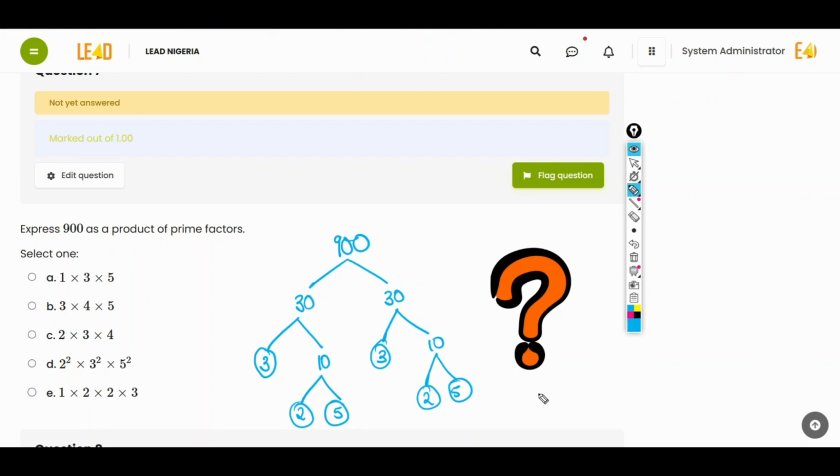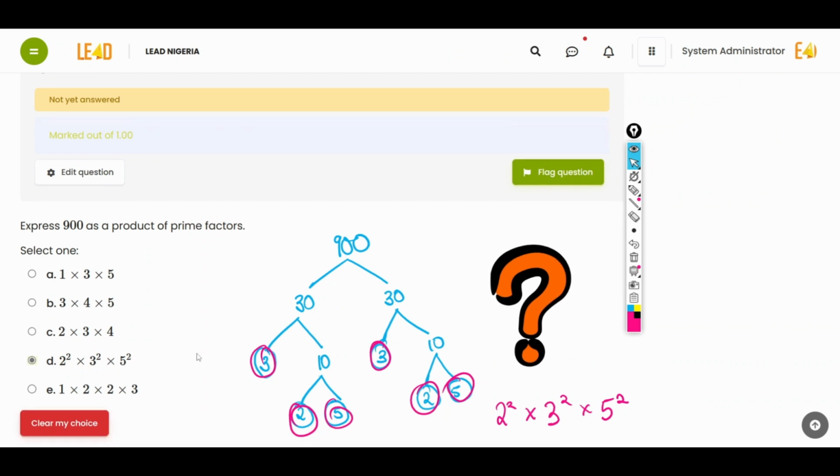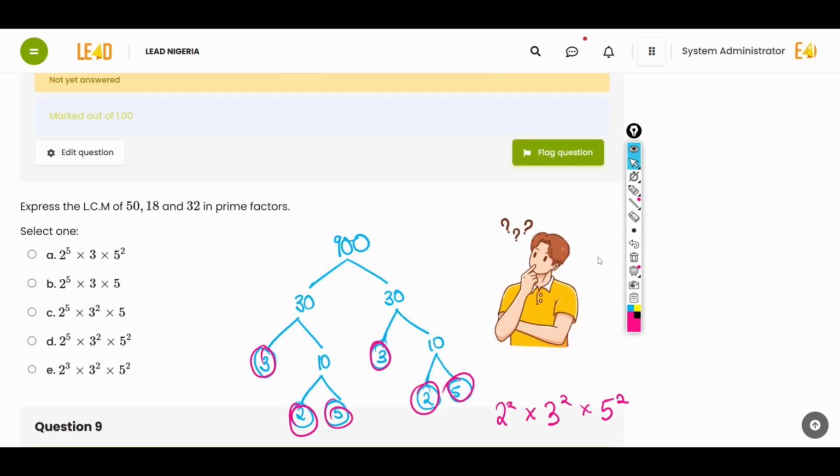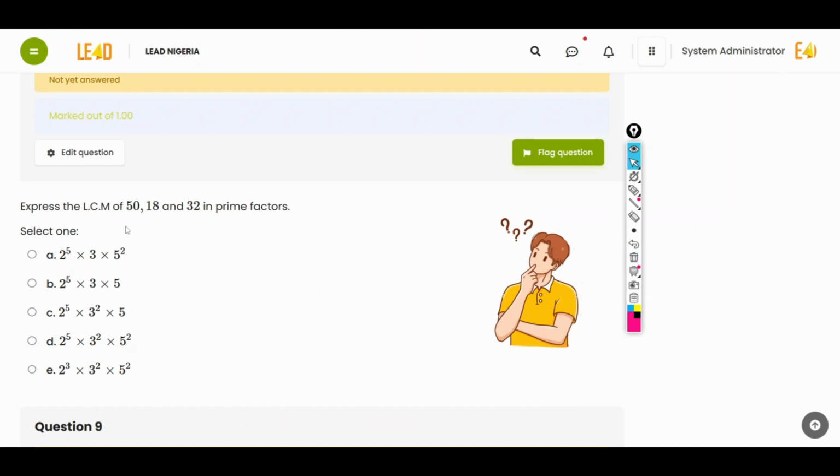That means that the answer is going to be 2 raised to the power of 2 times 3 raised to the power of 2 times 5 raised to the power of 2. That's D. D, good. Question 8 says, express the LCM in prime numbers.